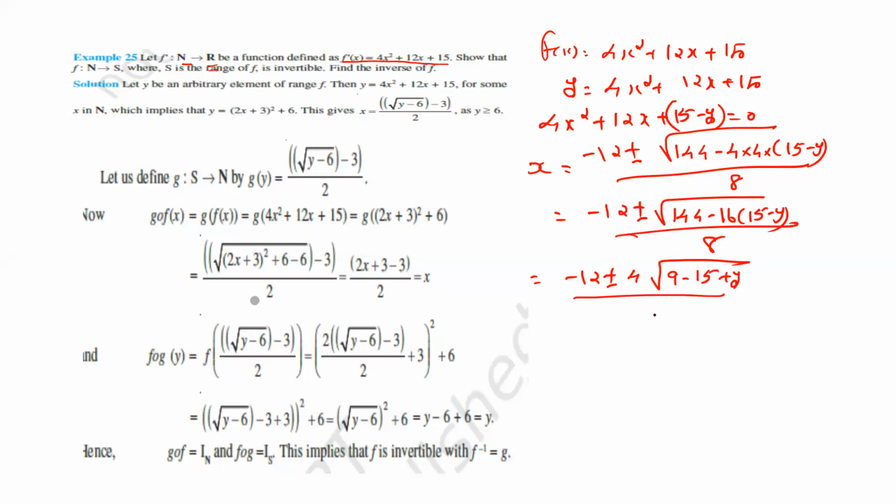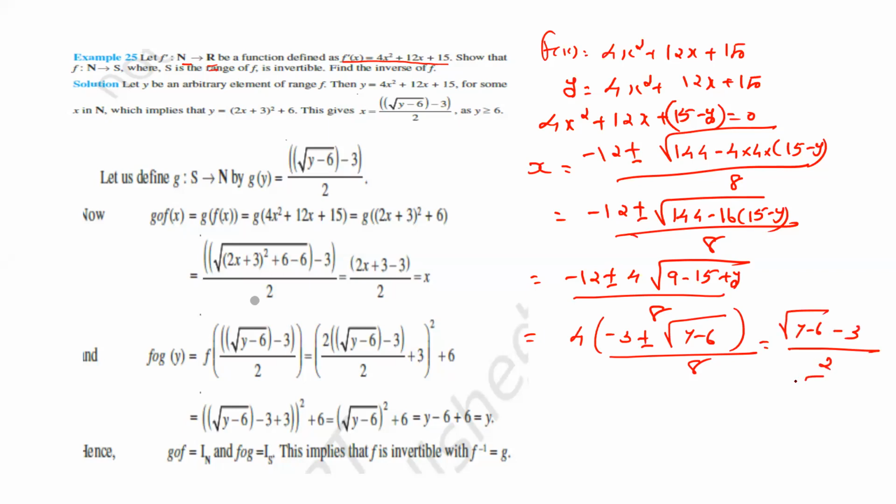Here the calculation is somewhat complicated, not complicated. You may make mistakes, so be careful. Now you take 4 outside. Minus 3 plus or minus root of y minus 6 by 8. There are two values. You take only one value. Which value? Root of y minus 6 minus 3 by 2. Another value is minus 3 minus root of y minus 6 by 2.